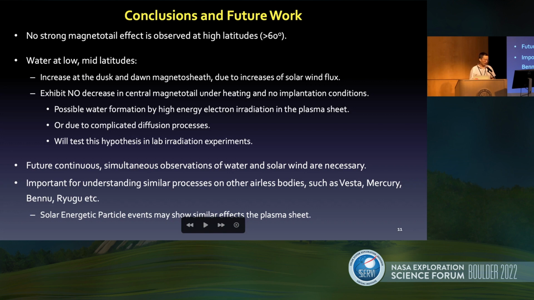And one point here is that future continuous, simultaneous observations of both water and solar wind flux are necessary, because I have to bin the data at 525 degrees, a very large lunar period, so the trend is discrete. So we need continuous observation to get a full picture of how water varies in the magnetotail. And also it's important for understanding similar processes on other airless bodies, not because they are in the plasma sheet like the moon, but because solar energetic particle events, SEP events, may show similar effects as the plasma sheet, because they all have highly energetic electrons and ions. That's it. Thank you.